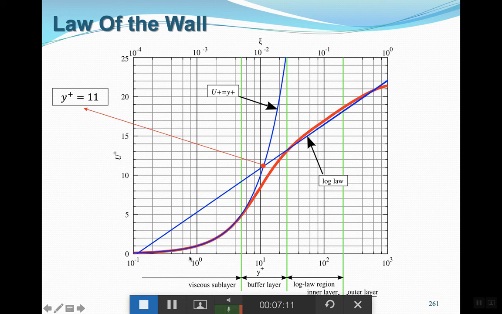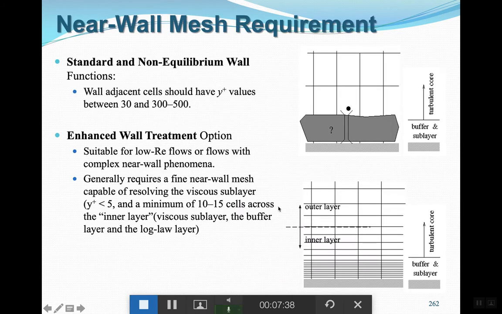In the viscous sublayer, your linear law is a good model. In the log law region, your log law is very good. But in the buffer layer zone, which is around Y plus of 11, none of them are working very well. Have this in mind, and we will look into the actual equations for this.